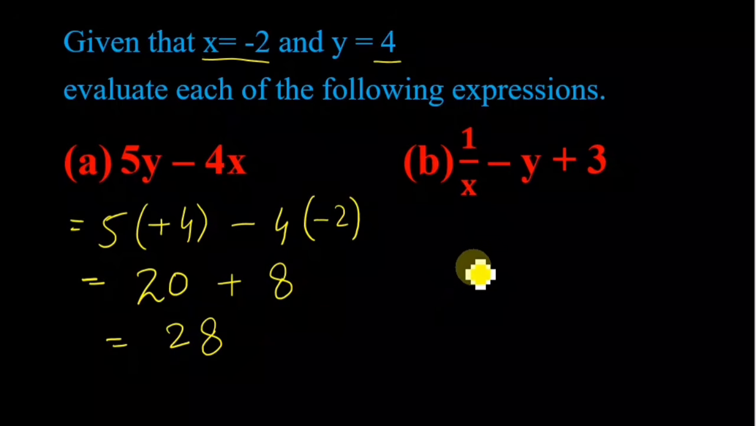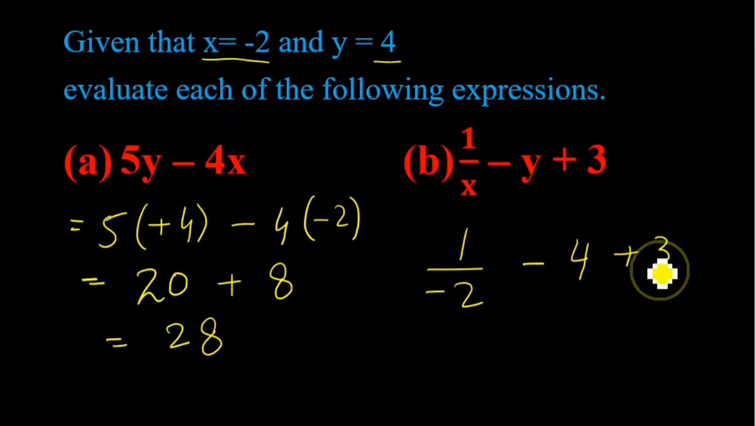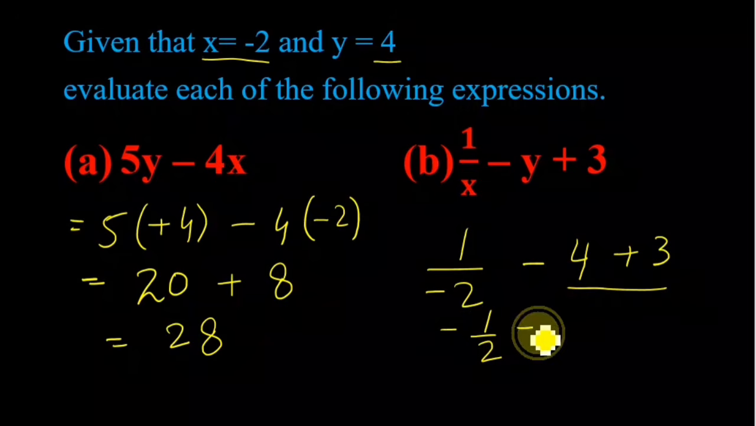Now come to part B: 1 over x, meaning 1 over minus 2, minus y, instead of y we write 4, and then plus 3. Now it is a fraction form question, and there are two or three ways to solve it. First we write 1 over minus 2 and then minus 4 plus 3. By using the practice you did in integers, you will get minus 1.